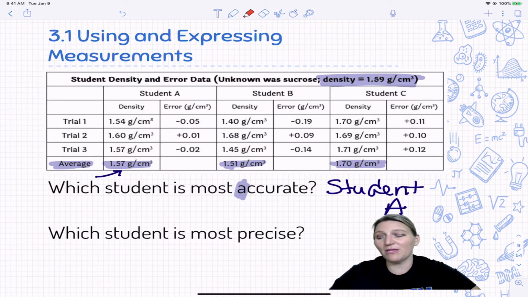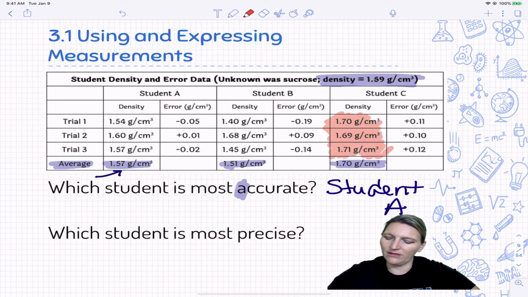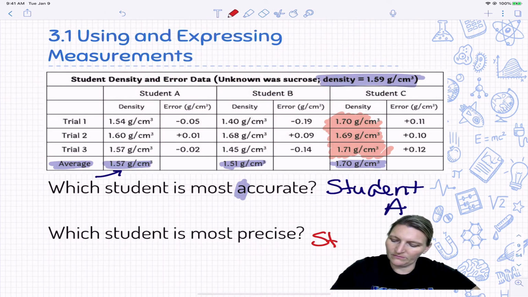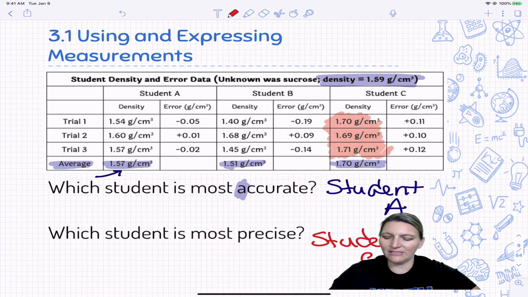The other way to think about this is which student was the most consistent, right? So who, when they took the density, got almost the same answer every time? Which student do you think? Yeah, right? It's student C. Look at the data there. Right? Student C, their data was very close to each other.